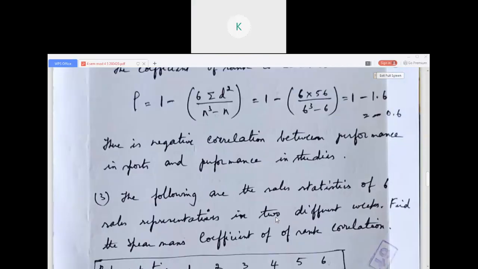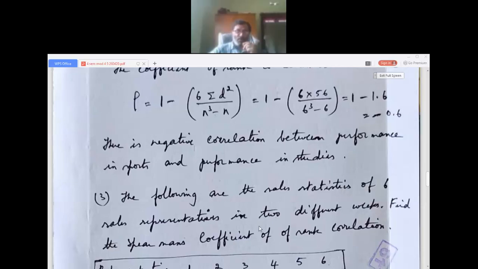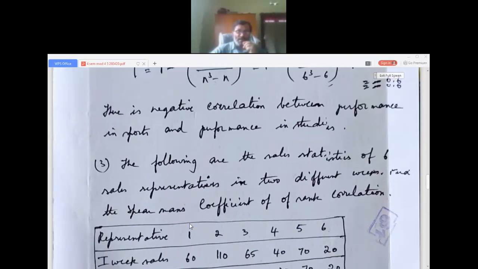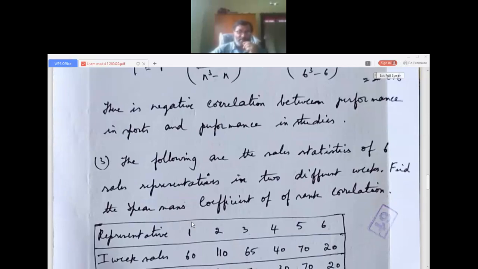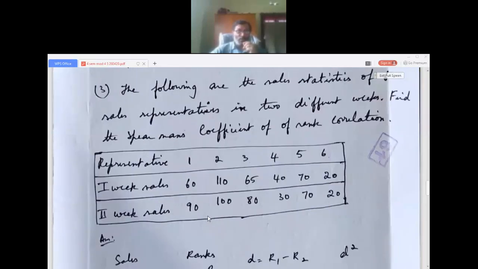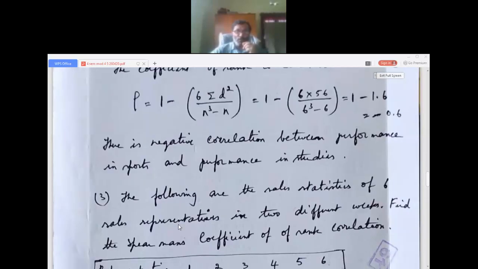Next question, we'll see. The following are the sales statistics of 6 sales representatives in 2 different weeks. Find the Spearman's coefficient of rank correlation.